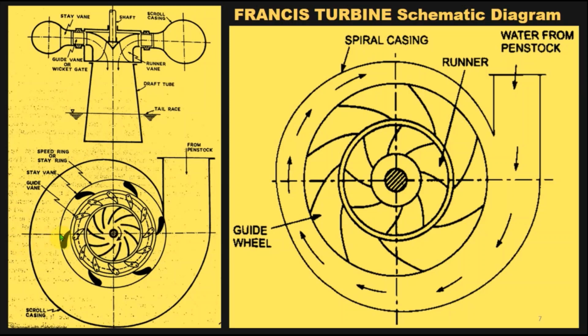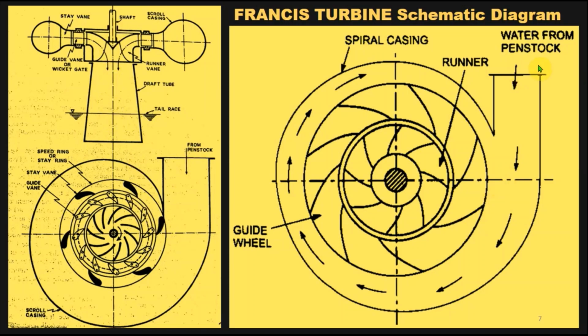These are the runner vanes, and this is a shaft. If you take a section at this level, then you can get this sectional front view. In this view, we have the scroll casing and stay vanes, and inside you have the guide vanes, or what you call wicket gates, and here you have the runner, and this is the runner shaft, and this part is the draft tube. Here the tail race is indicated.